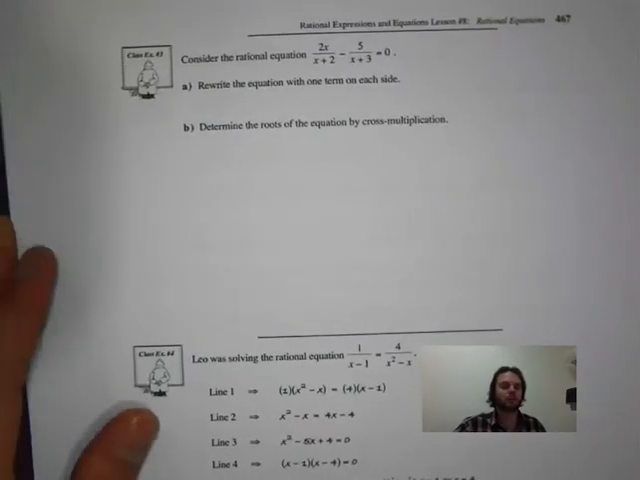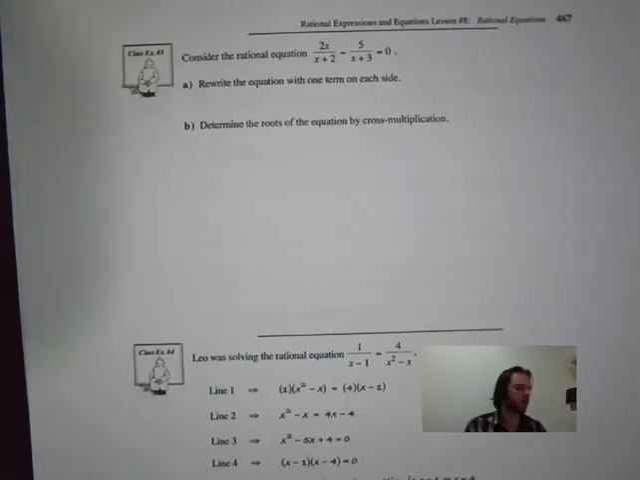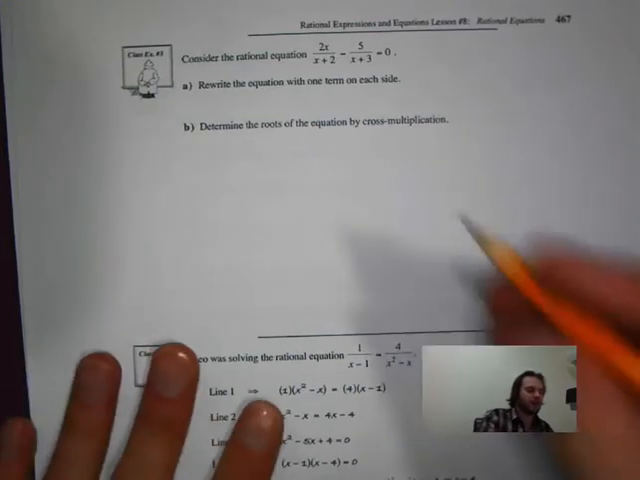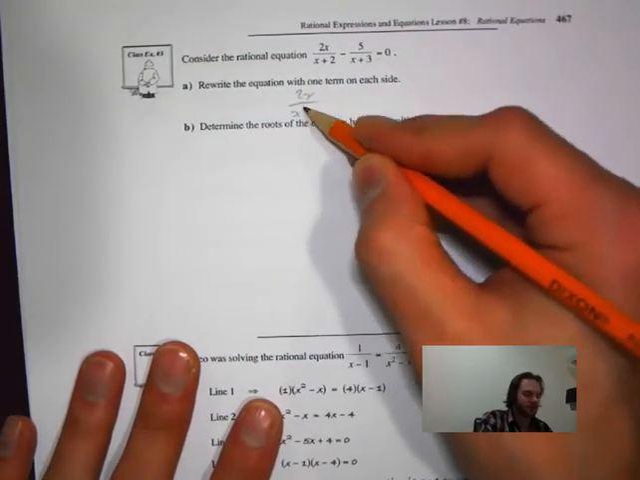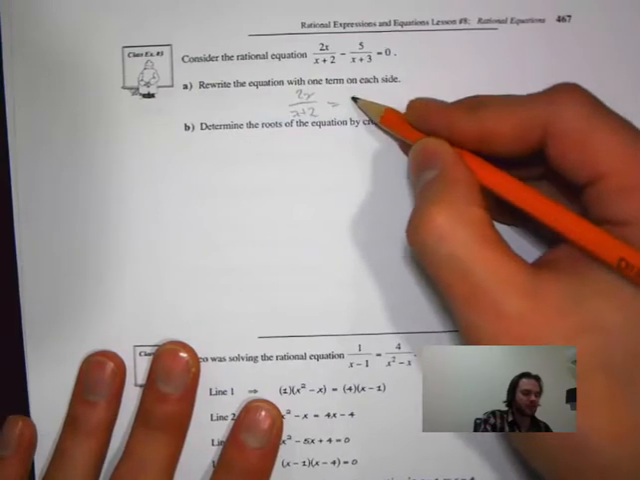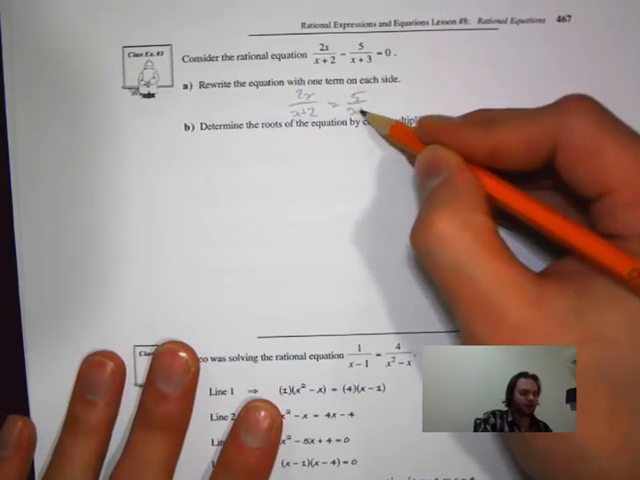Here we go. Consider this next rational equation. Rewrite the equation with one term on each side. So I'm going to finish this off. We're going to have 2x all over x plus 2 is equal to 5 all over x plus 3.